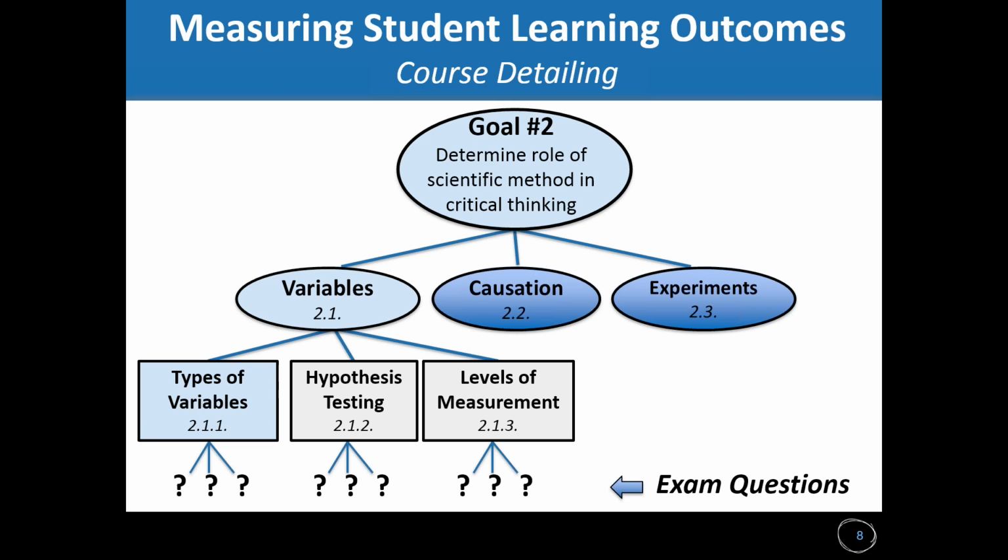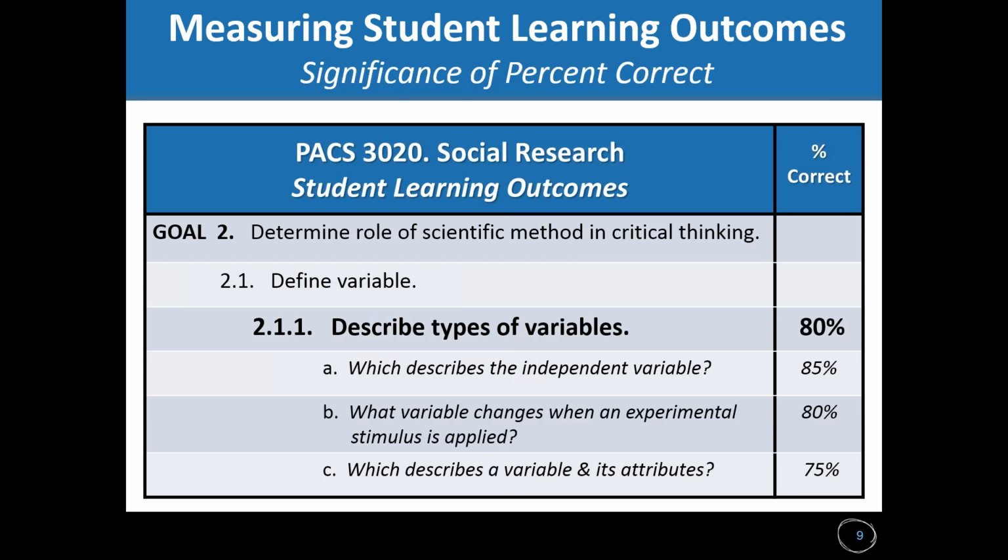So at the end of the day, the final output of course detailing is going to be the percentage correct. In other words, what percentage of students answer the questions correctly? And that's what's really going to drive this entire process of understanding how to measure course goals. The percent correct. This is a really big deal. So I wanted to spend some time looking at this in more detail.